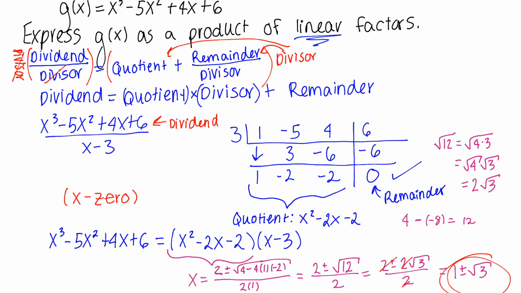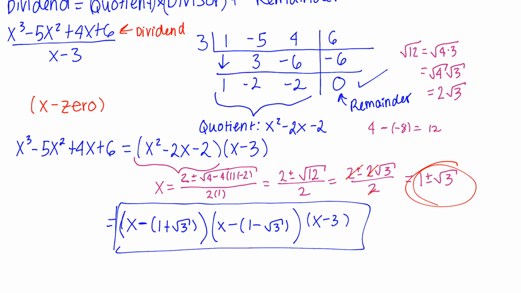So once again, your steps here: do synthetic division. You're going to get a remainder of 0. You'll be left with a quadratic, and then if it doesn't factor nicely, you just use the quadratic formula to find the zeros, and then you write it as the 3 linear factors. So x minus the 0, x minus the 0, x minus 3. And that's all there is to it.